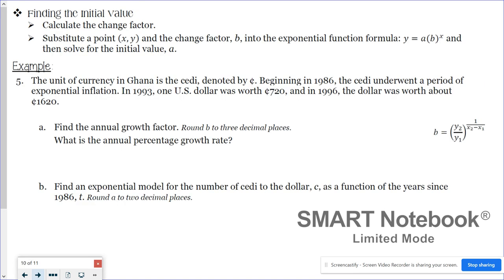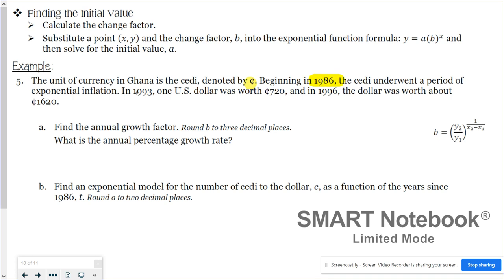Okay. So in example number 5, it says the unit of currency in Ghana is the cedi, denoted by this little symbol right here. Beginning in 1986, the cedi underwent a period of exponential inflation. In 1993, one US dollar was worth 720 cedi, and in 1996, the dollar was worth about 1,620 cedi. So we want to find the annual growth factor, and we're going to be working with 1986 as year 0.